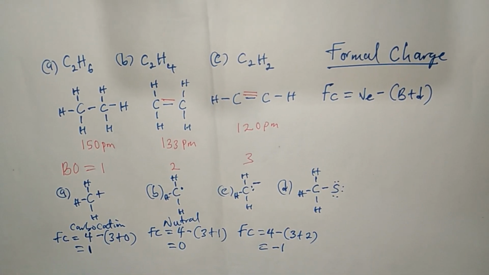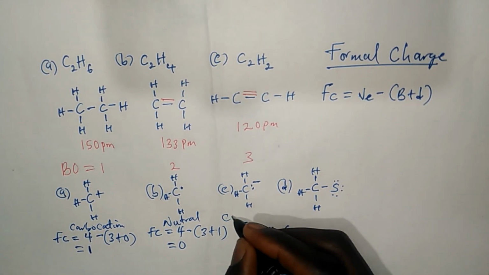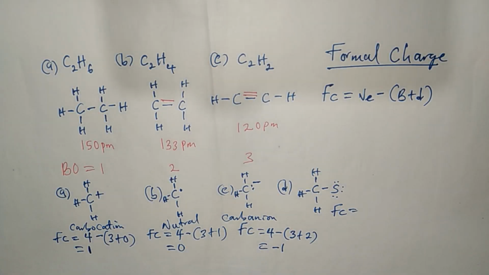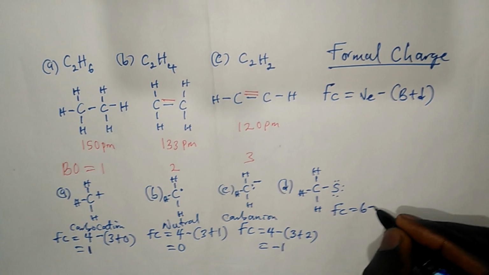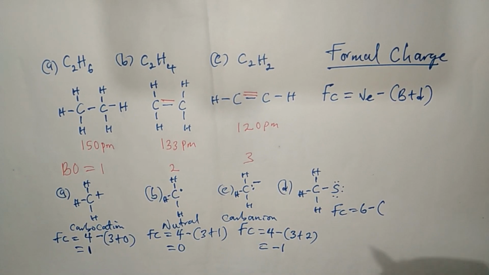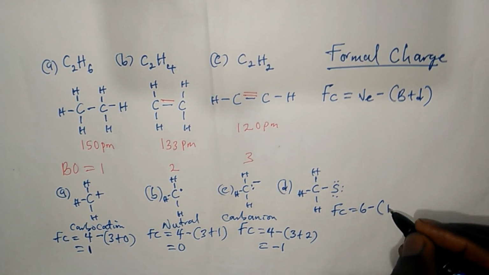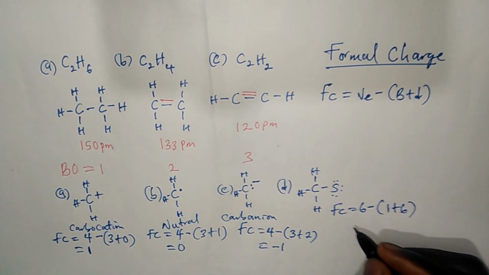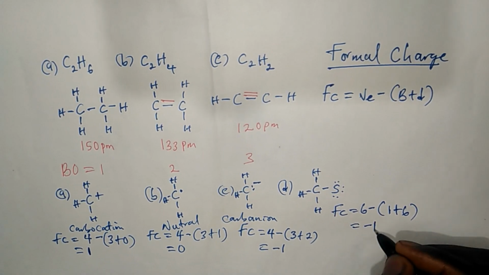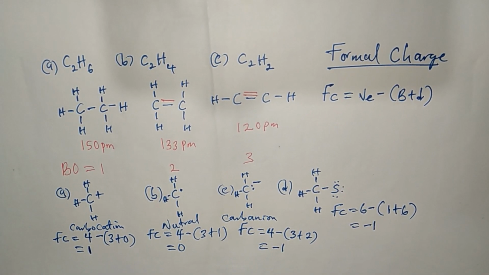And whenever you see a minus, it's a carbanion. You are looking for the formal charge of sulfur. Now feel free to pause the video and try if you can. The formal charge of sulfur: we know that sulfur has a valence electron of 6. And then in this case, sulfur has just 1 bond, plus sulfur has 6 dots. Therefore, the formal charge is minus 1. You understand?